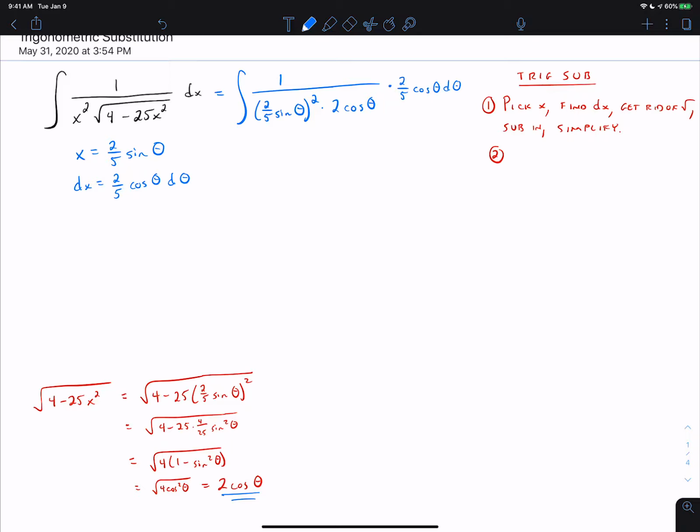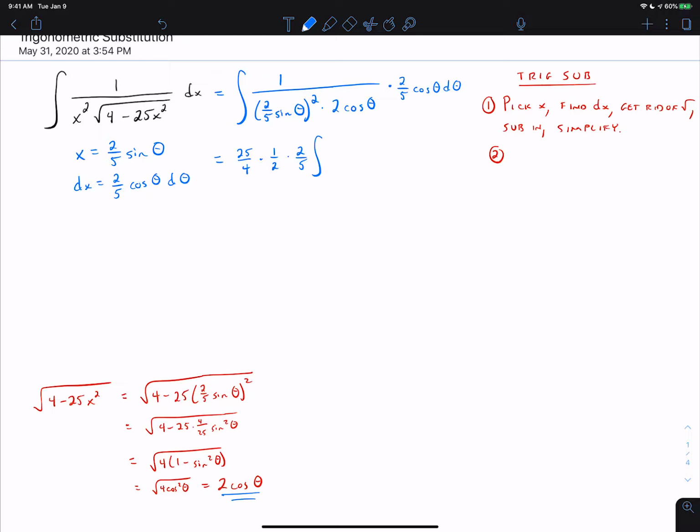Okay, so we picked x, we figured out what dx was, we got rid of the square root, and now we've subbed everything in. We're now going to simplify, so I'm going to pull coefficients out. The stuff on the bottom, when you bring it out, flips. On the bottom, we really have 4 over 25, and that's going to become 25 over 4, because it was squared. The 2 on the bottom comes out as a 1/2. The 2/5 that was part of the dx stays as 2/5 because it's not in the bottom of a fraction.